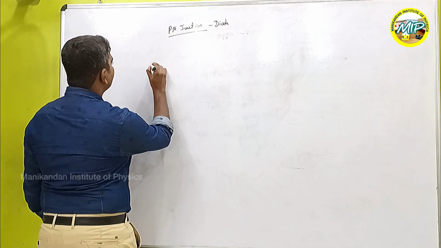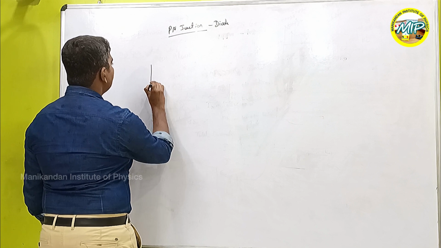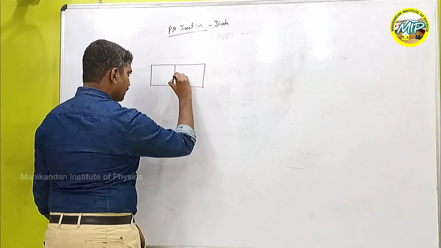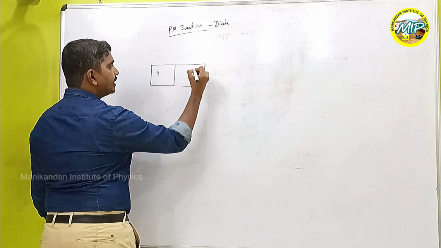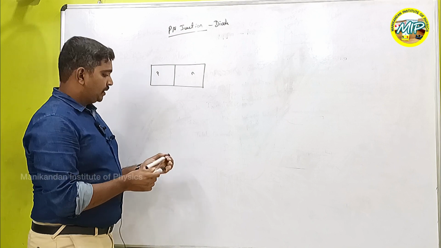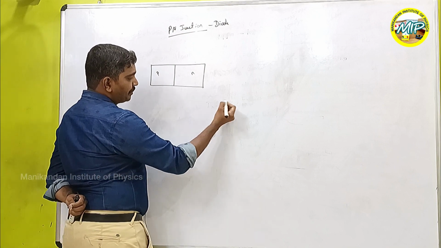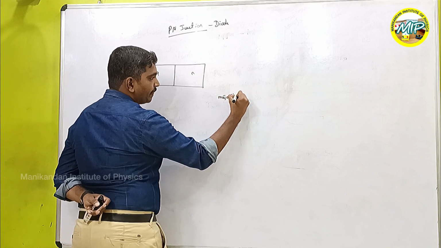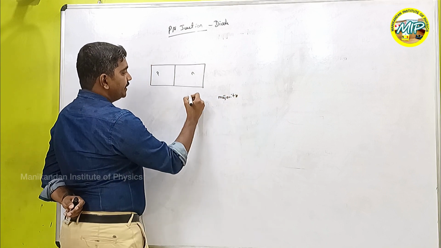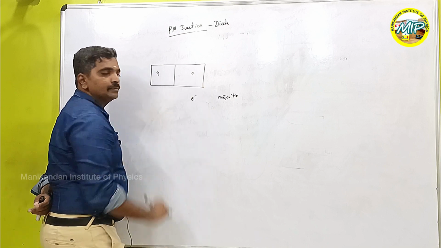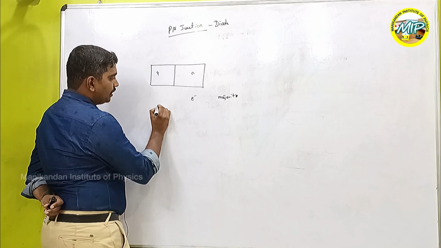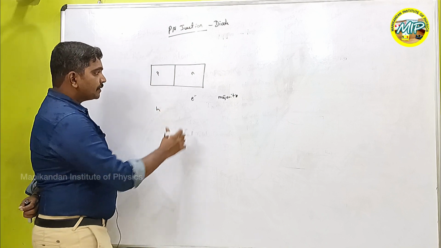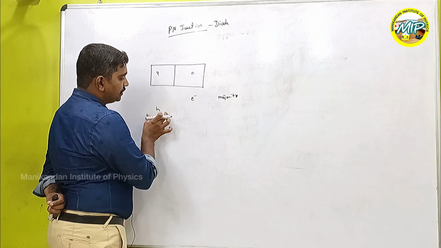So first I'm going to start with, initially, we have a P type and N type. Okay. Here I'm going to write the majority carriers only, right? Here N type majority is electrons. Here P type majority is holes. Electrons are majority carriers here, and holes are majority carriers here.